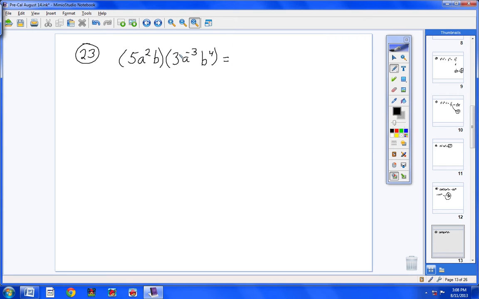First of all, we're multiplying these two expressions. 5 times 3 is 15. Now we have a base of a and a base of a. When you're multiplying like bases, you write the base one time. So hold on one second. My mimeopad is messing up here. Sometimes it does that. All right. Whenever you're multiplying like bases, you write that base one time. So there's my a.